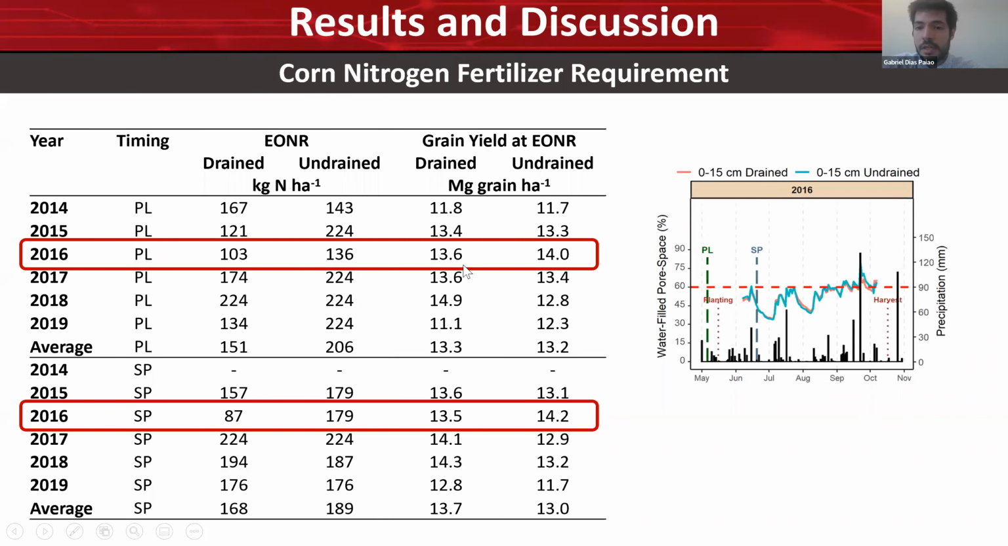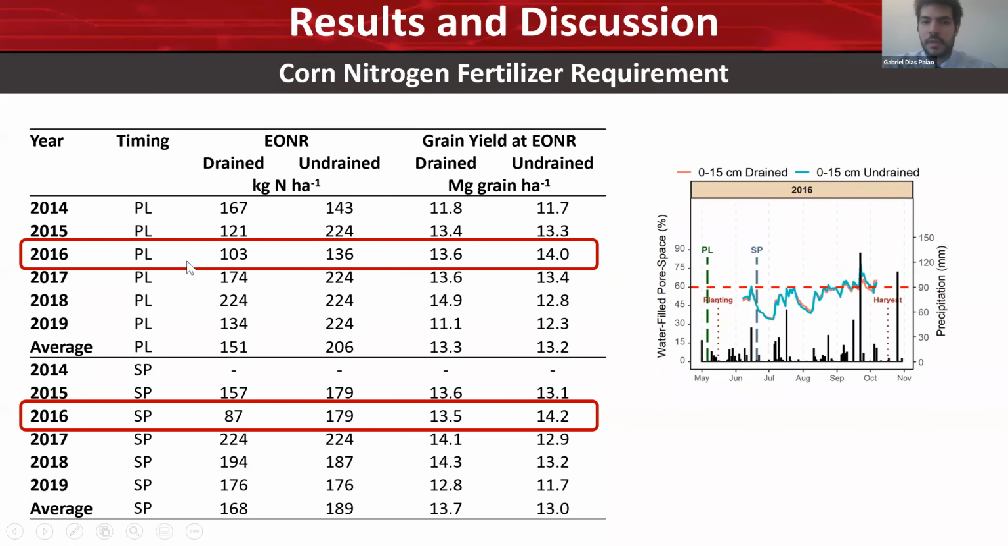And when we look at the water-filled pore space for the 2016 grain season, we can see that they were near field capacity and very similar for drained and undrained conditions during most of the grain season. And we know that when water-filled pore space is near field capacity, that favors nitrogen mineralization. So there was likely a lot of nitrogen mineralization going on in 2016 that made the EONR values some of the lowest of all of the years.